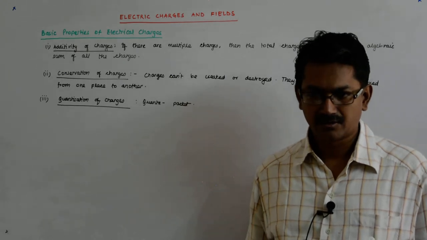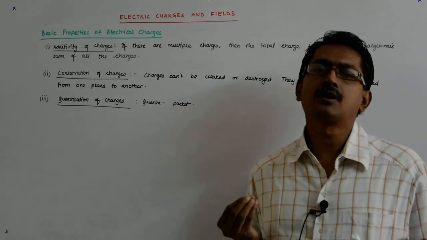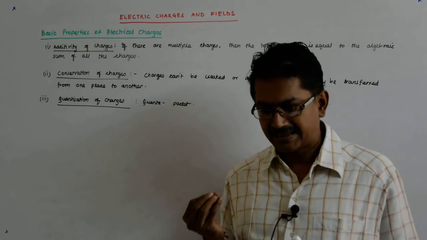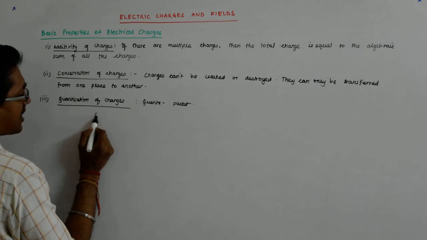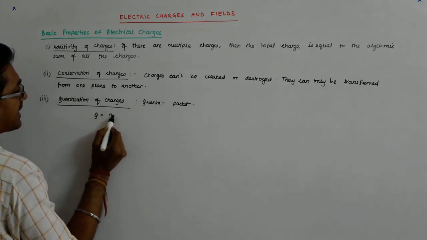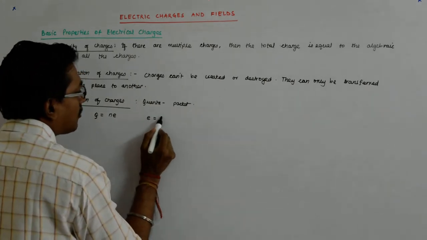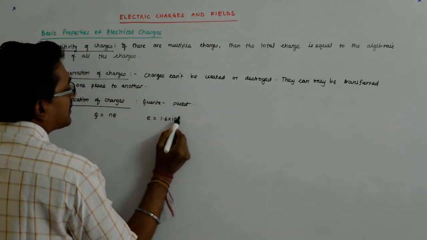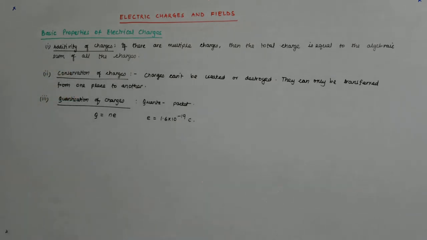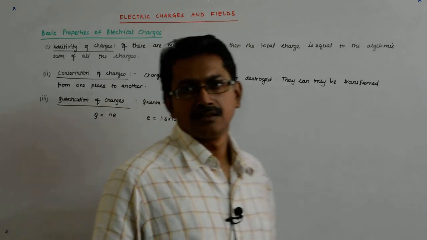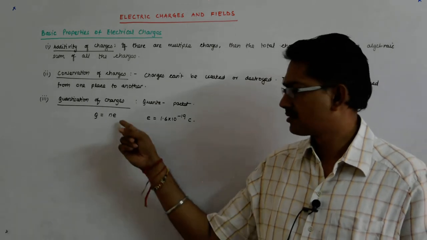That is quantization. So what is quantization here? The charges also come in a minimum packet, and any charge that you see is N times E, where E is 1.6 into 10 to the power minus 19 coulomb. Any charge that you get will come in a multiple of the basic charge.